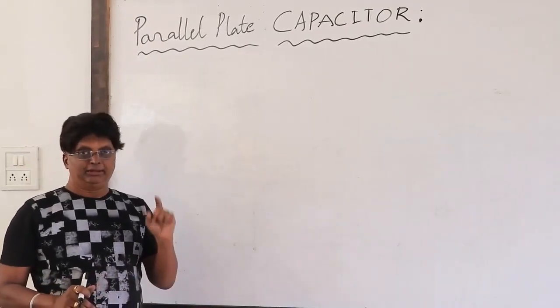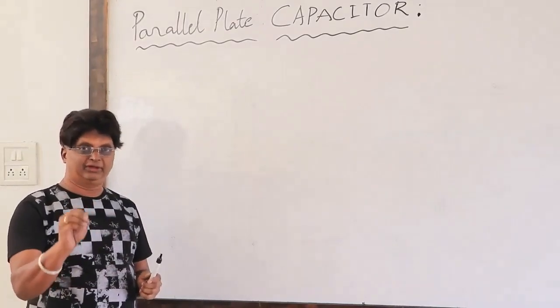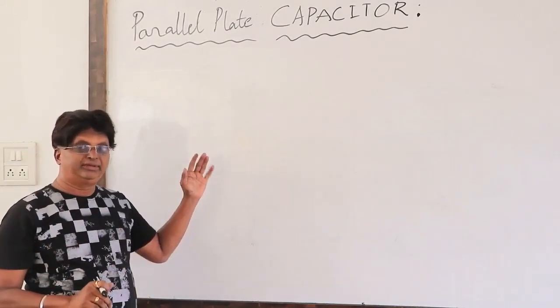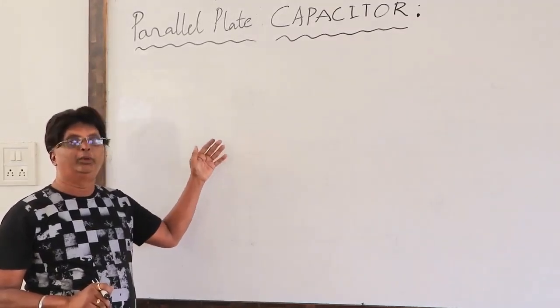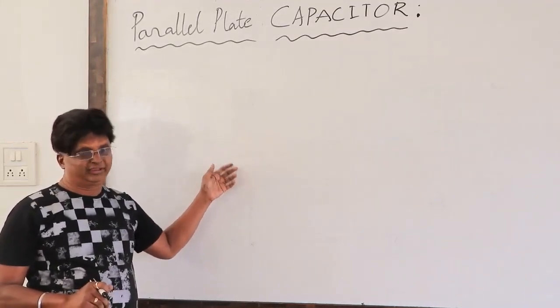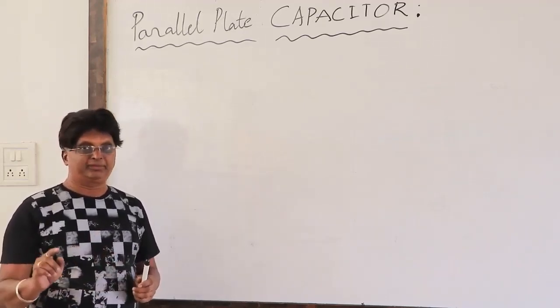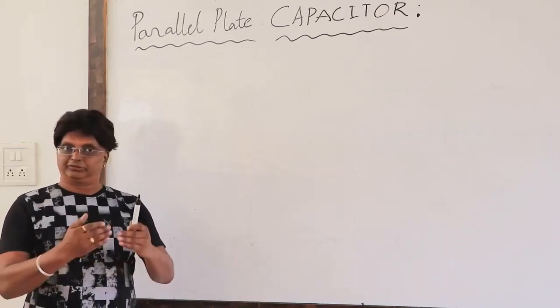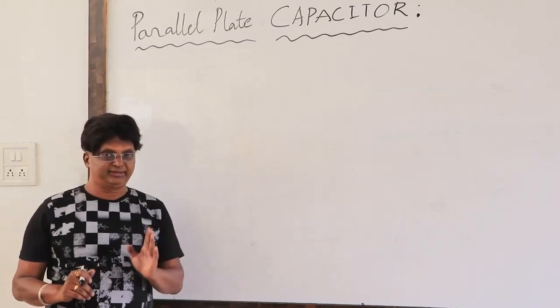Important topic. Remember, the topic was already developed. It's a very popular 3 marks, 5 marks question. We'll now discuss the principle of the parallel plate capacitor, how it looks, and what is the expression for its capacity. So these are the three objectives of our present discussion.